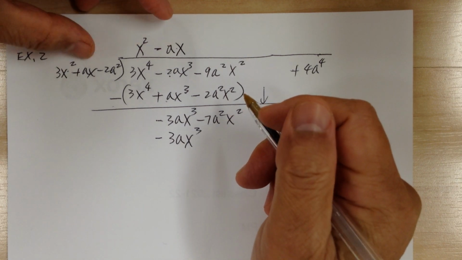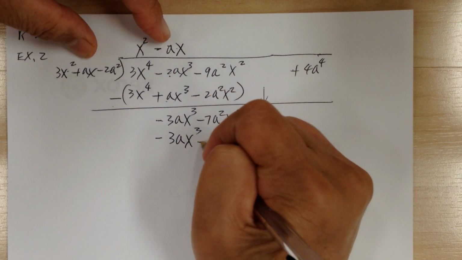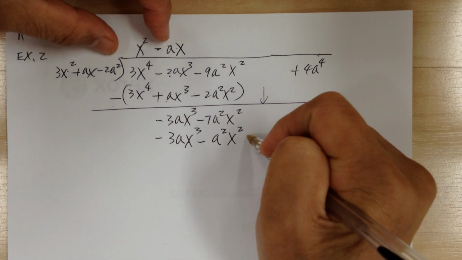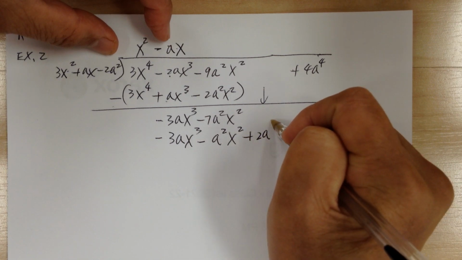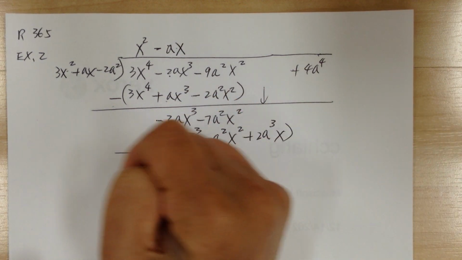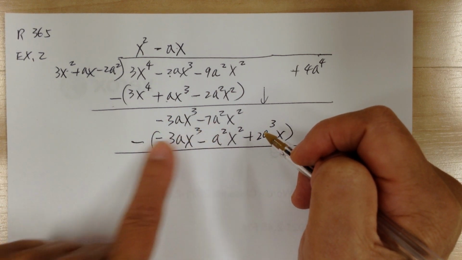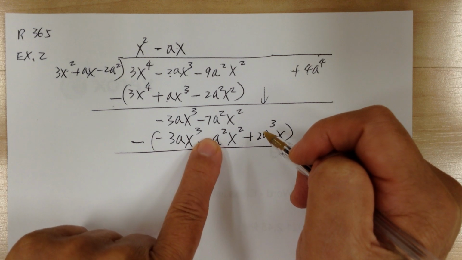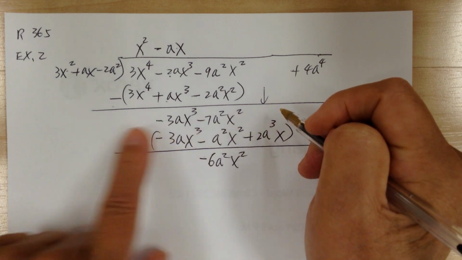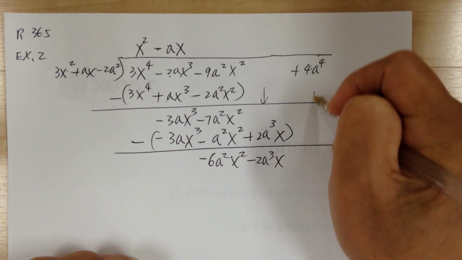The next one, after you're done with this one, you have to go to the next one. So you multiply, so you're going to get negative a squared x squared. Next one would be plus 2a cubed x. So you can take your time, don't rush. Make sure you do it correctly. So again, this subtraction will cancel out. Now you've got -7 minus -1, so it becomes +1, so it becomes -6. And 0 minus 2 will give you -2. So after you subtract, you drop the next one down.